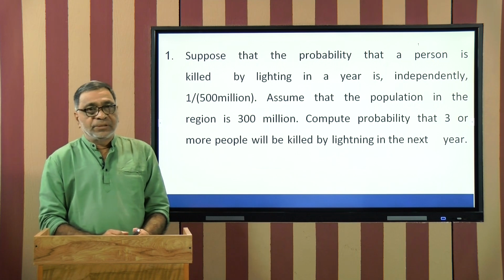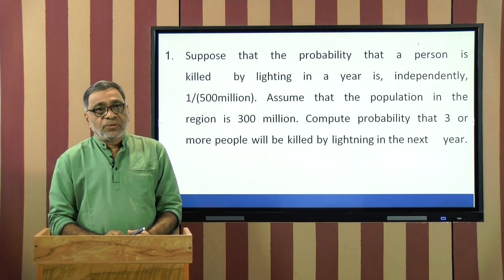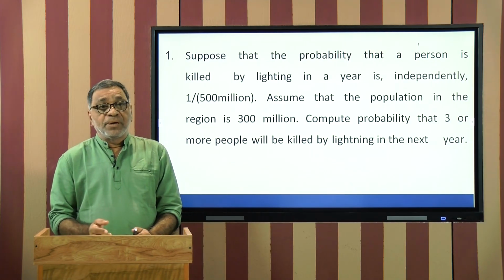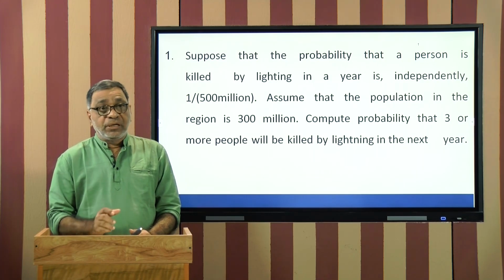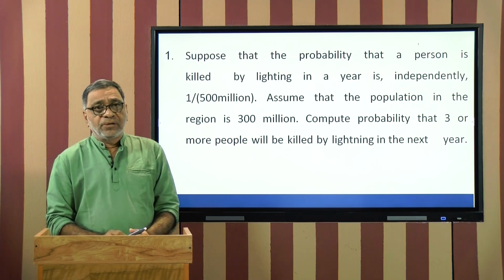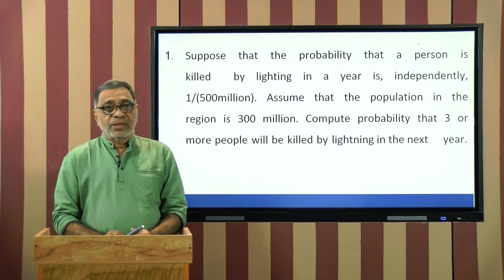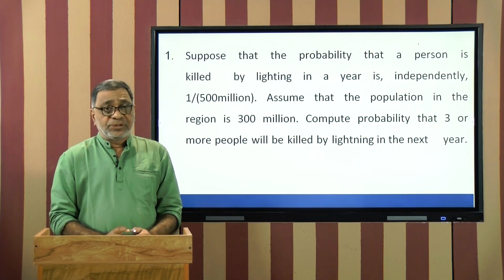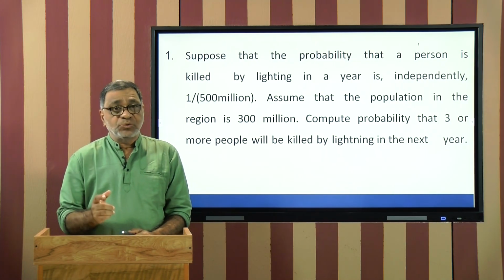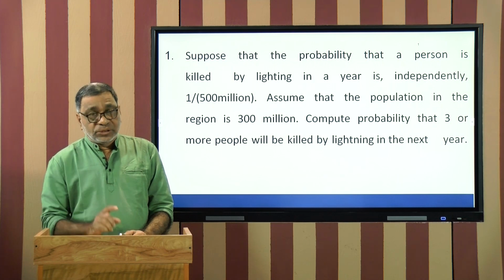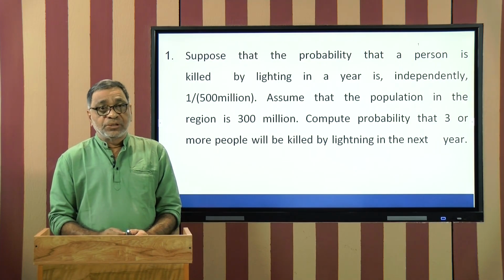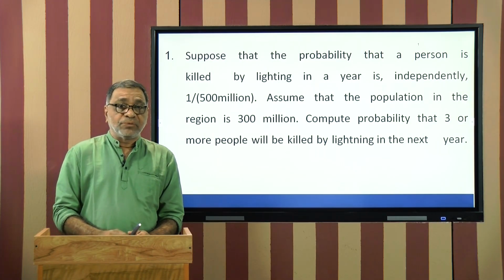What is the problem here? We know from the previous experience, the probability that a person is killed by lightning is approximately 1 out of 500 million. So, that means the probability is very small, and the population size is given to you. In that region, the population size is 300 million, that is n is very large. So, this is a situation where we can apply Poisson distribution to find probability values.